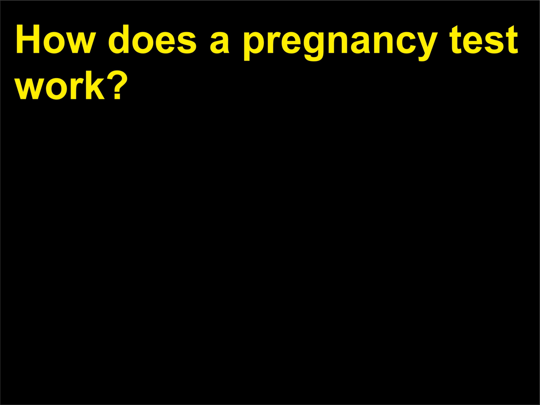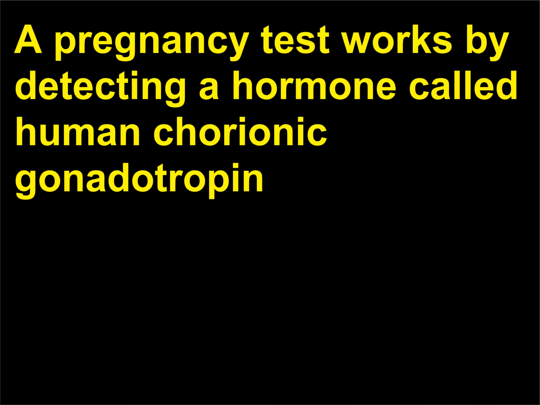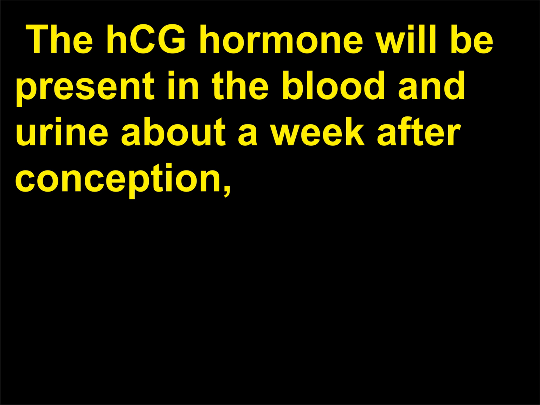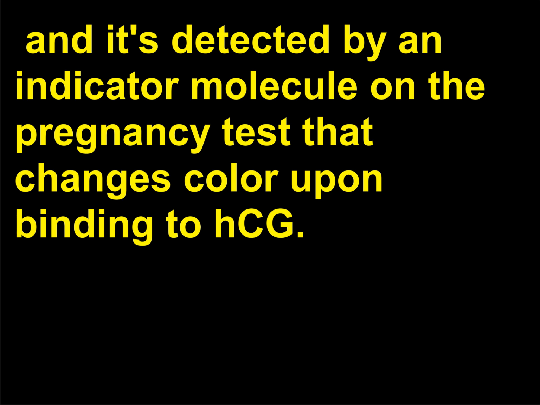How does a pregnancy test work? A pregnancy test works by detecting a hormone called human chorionic gonadotropin, HCG, that is produced in the placenta after fertilization. The HCG hormone will be present in the blood and urine about a week after conception, and it's detected by an indicator molecule on the pregnancy test that changes color upon binding to HCG.